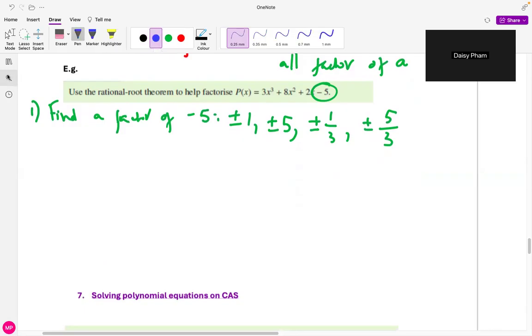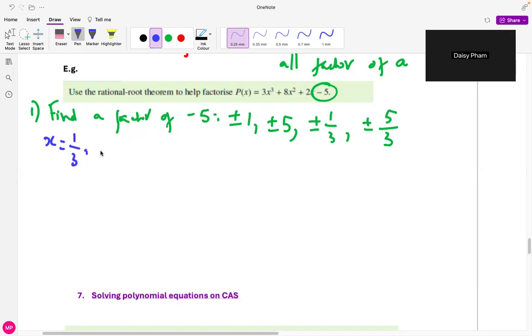Now, if you actually try this, if you try 1 and substitute it in, it won't give you 0. If you try -1, it doesn't give you 0. If you try 5, it also doesn't give you 0. But if you try a fraction, if you try any fraction here, one of them will give you 0. Now I'm going to try 1 over 3.